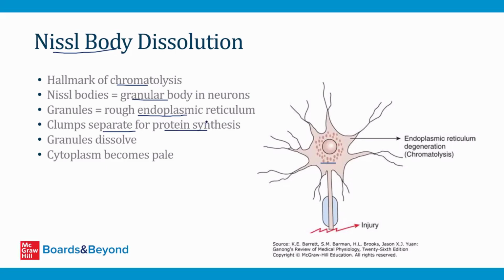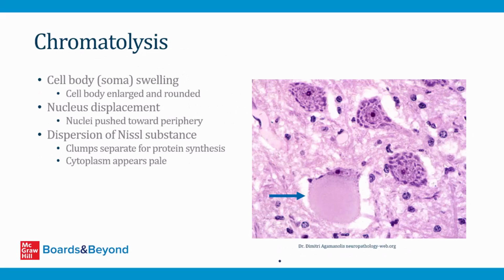And as a result, when you look at neuron cell bodies under the microscope, the granules will appear to dissolve and the cytoplasm will become pale. This process is called Nissl body dissolution, one of the hallmarks of chromatolysis. Shown on this slide is a histologic image of a neuron cell body going through chromatolysis. It's shown right here in this image at the end of the blue arrow.